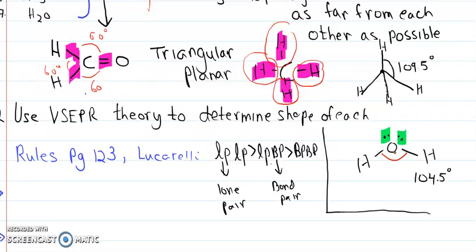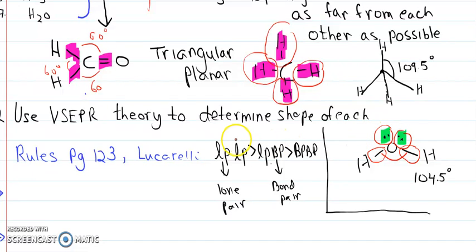How do you explain the difference? How do you explain that it went from 109.5 degrees to 104.5 degrees? You can explain it because it has lone pairs of electrons. These lone pairs of electrons actually repel each other more than the bond pairs of electrons do. In other words, the repulsion between these two bonds that I am circling is less than the repulsion between these two lone pairs of electrons.